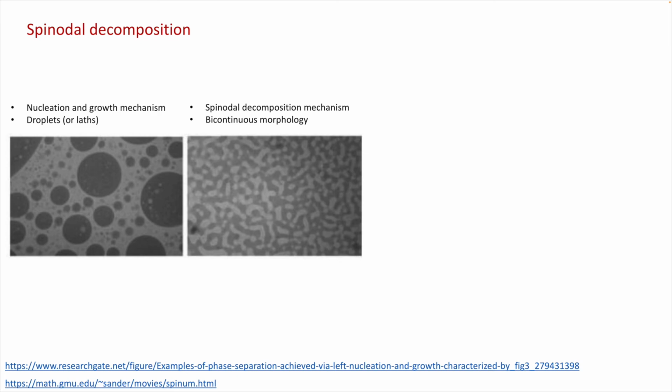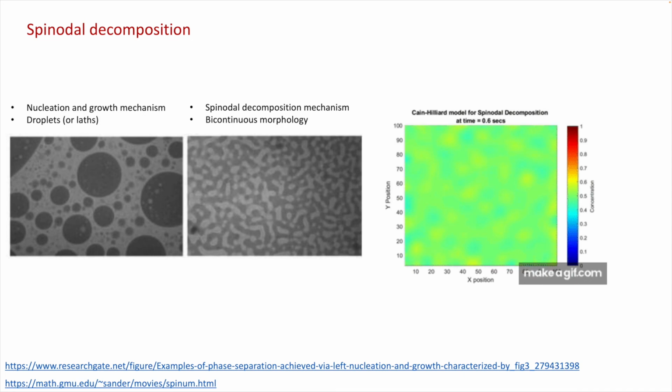I'll just quickly add one note here on the microstructure resulting from spinodal decomposition. If you are able to etch away one of the two phases, the end result is that you obtain a nanoporous material. Here is a phase field model showing the spinodal decomposition.